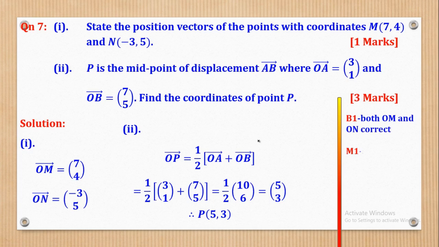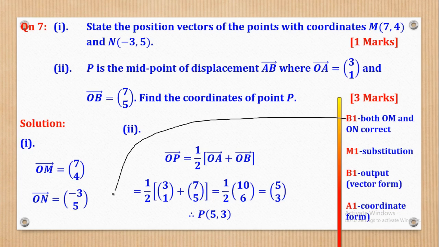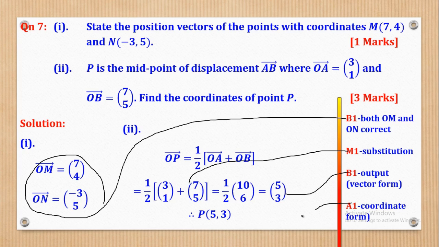Now let's see how much can be awarded. So B1 for both position vectors of OM and ON. Then M1 for substituting, and B1 for output, A1 for coordinate form.